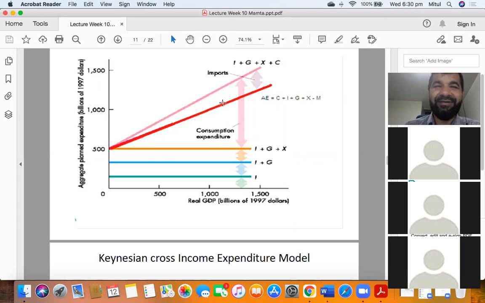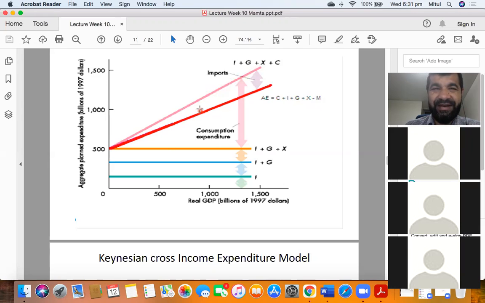Okay, and you can see here, these would be our C, to be honest. But because there is import involved, import will push it a little bit down. So this will be our AE, C plus I plus G plus X minus M. So this much is your import. So this is your C actually.